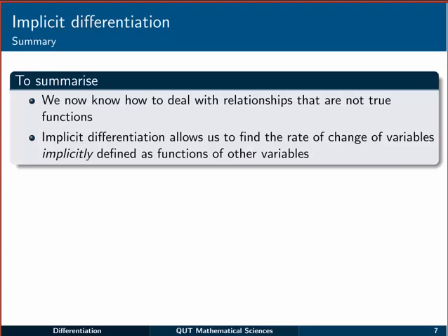So to summarise, we now know how to deal with relationships that are not true functions and how to figure out their derivatives and look at the rates of change of those kinds of variables. Implicit differentiation basically allows us to find those rates of change when we've got implicitly defined relationships.